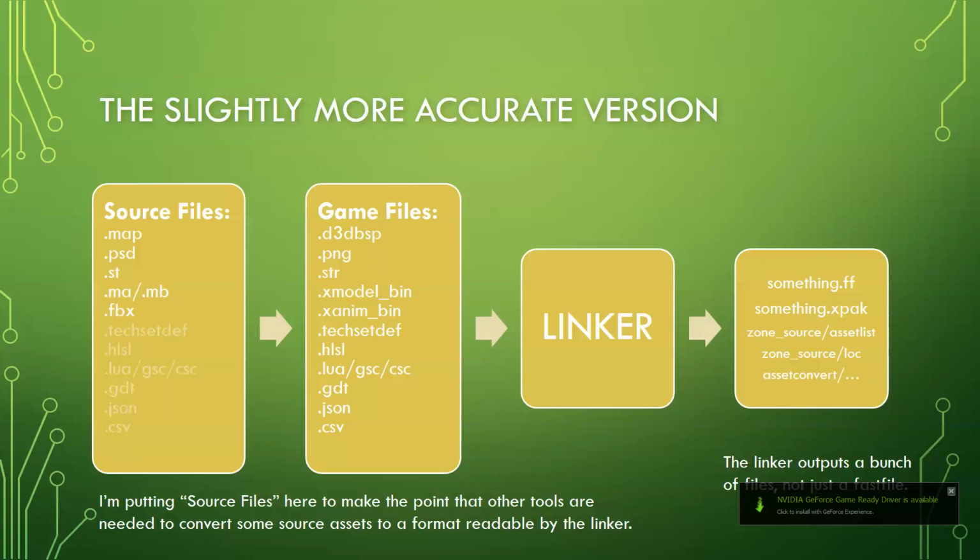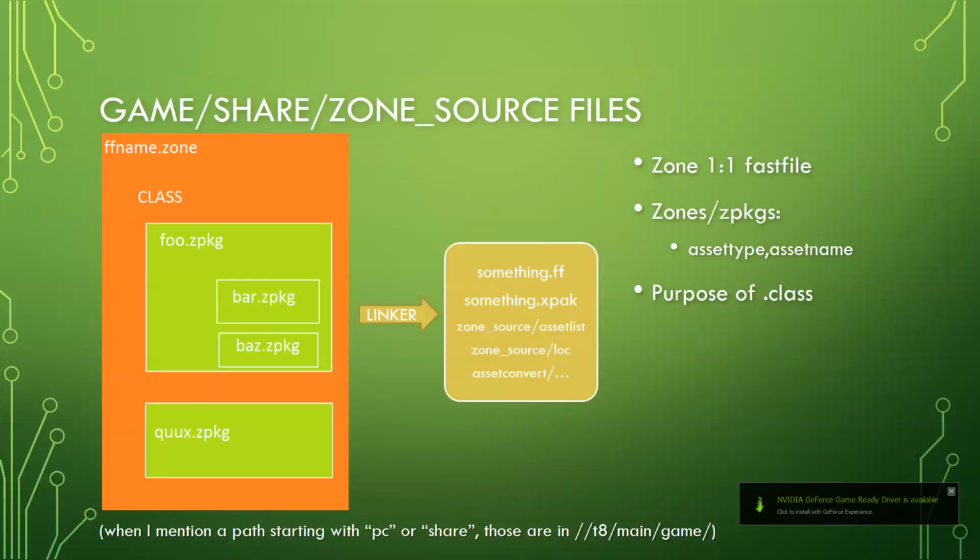And then another point from this slide is that Linker doesn't just output a .ff, it also outputs some other things, which we'll talk about later. So the first thing we'll talk about is one of the other things it puts out. Actually, no, we'll talk about that soon.